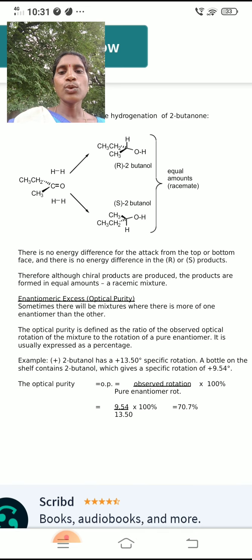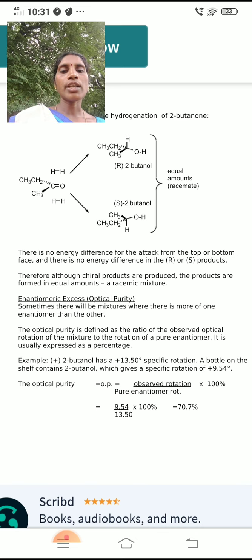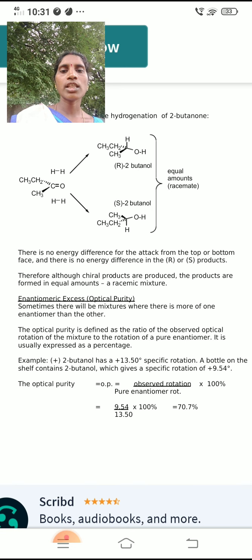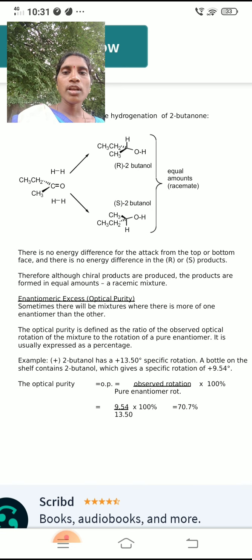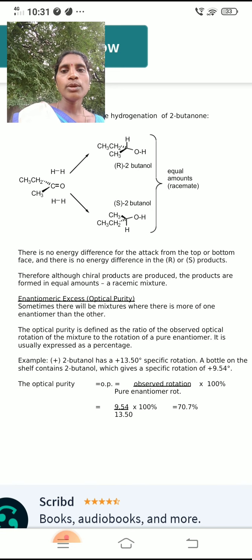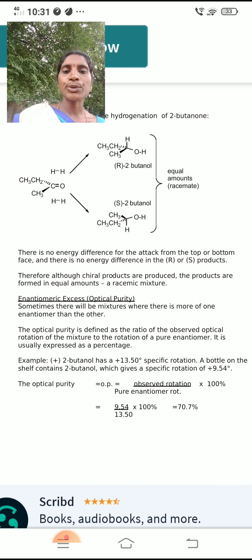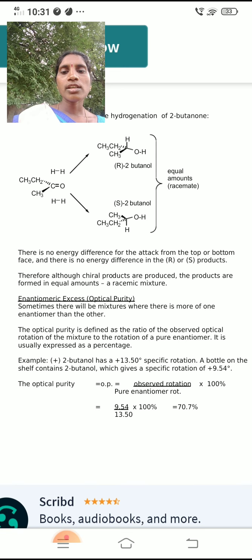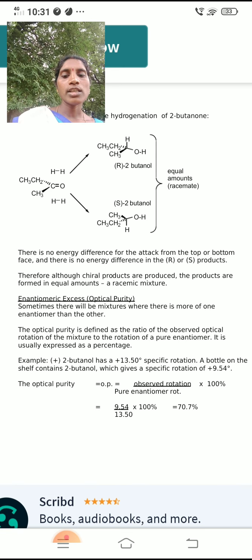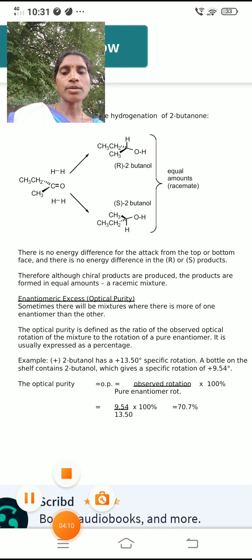So there is no energy difference for the attack from the top or bottom face, and there is no energy difference between the R enantiomer and S enantiomer in the products. Therefore, although chiral products are produced, the products are formed in equal amounts. This is called a racemic mixture.